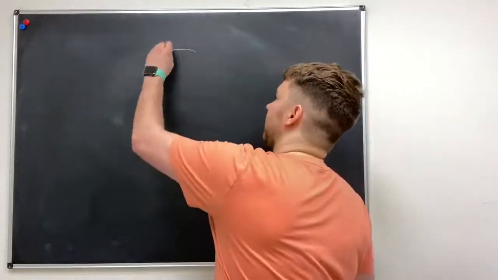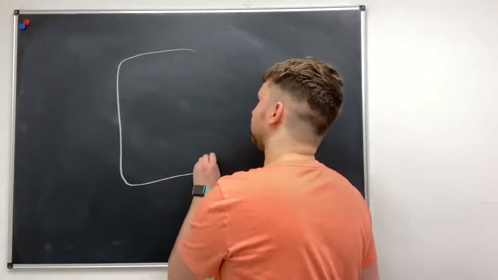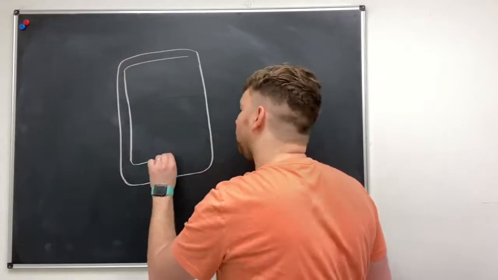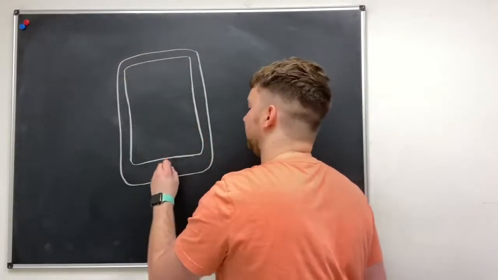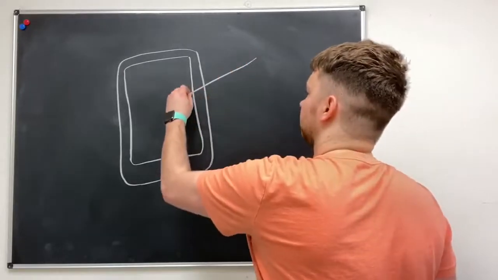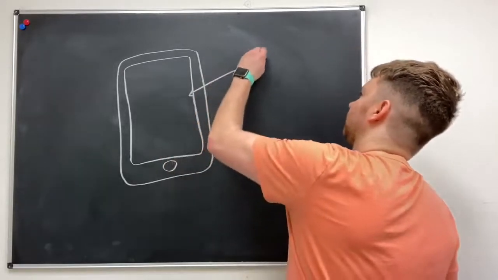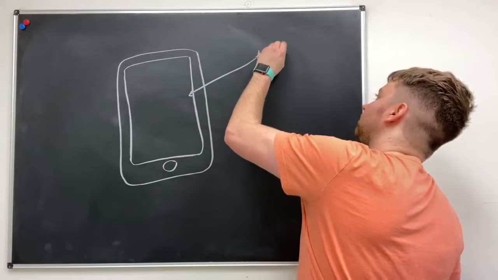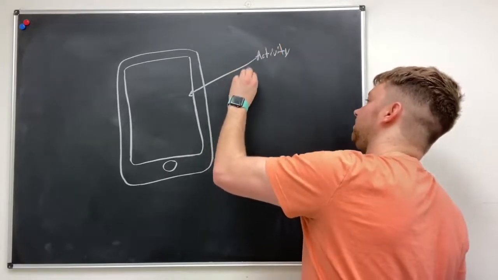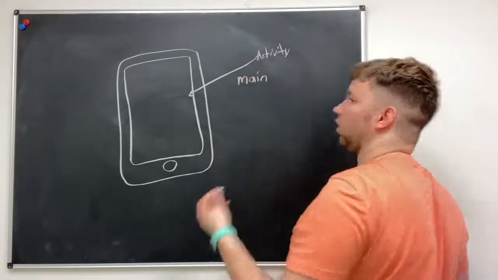So let's say we have a phone, and let's say we have the screen on the phone. We're going to go old school. We still have a border and a button down here. What shows up here is known as an activity. And we're going to have a main activity, and that's kind of like your home page, right?